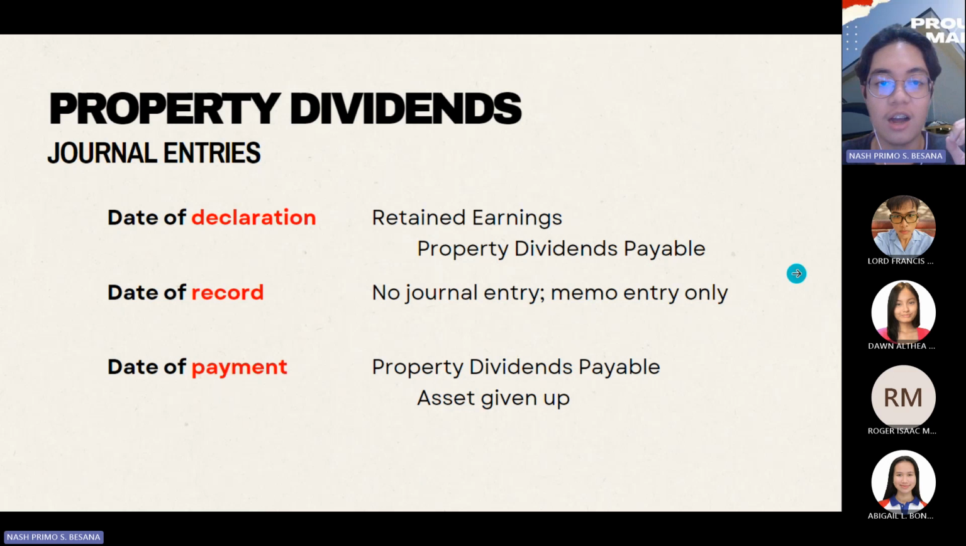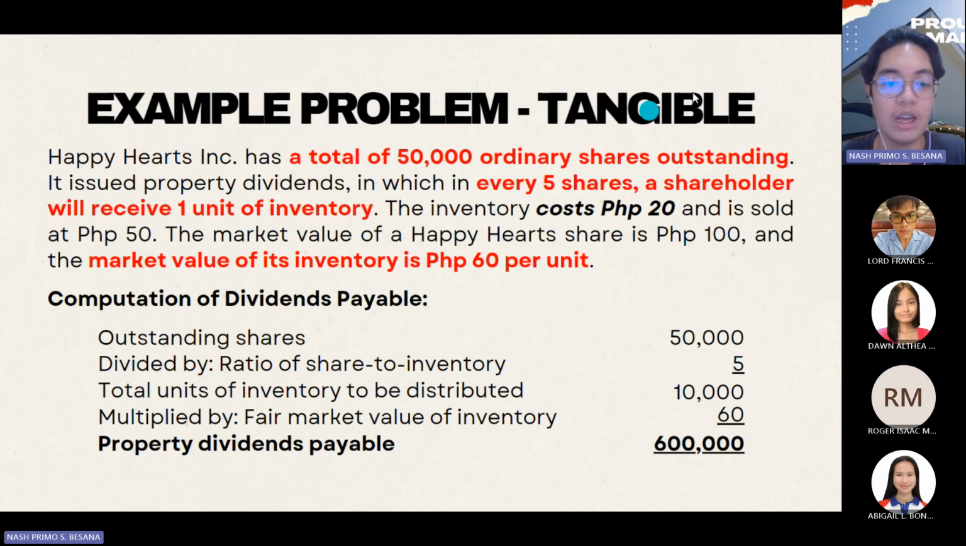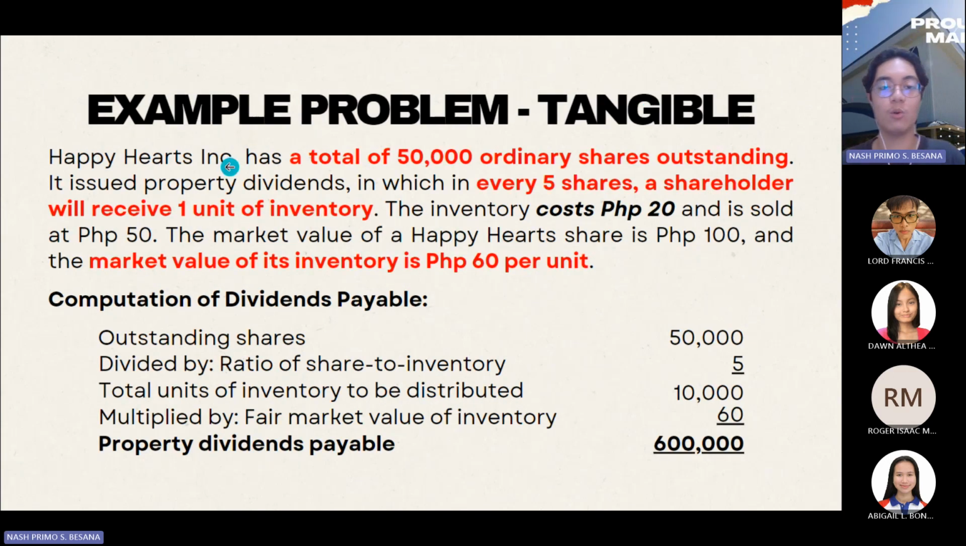So we would give an example naman. Happy Hearts Incorporated has a total of 50,000 ordinary shares outstanding. It issued property dividends in which in every 5 shares, a shareholder will receive 1 unit of inventory.